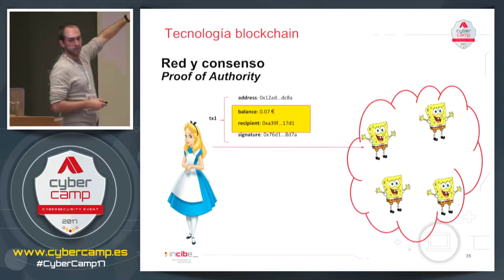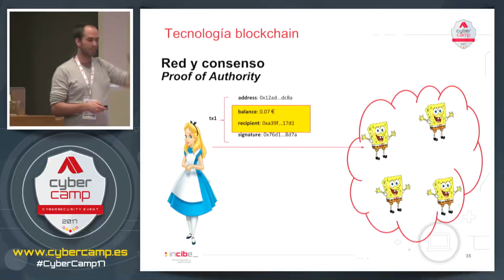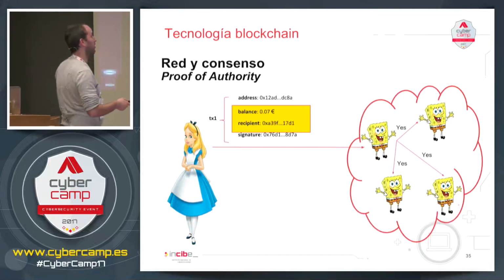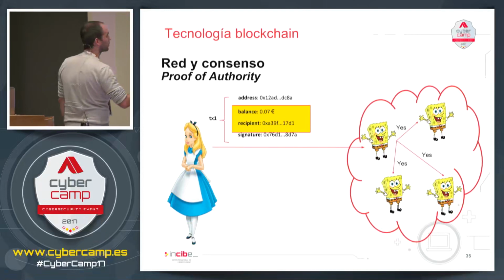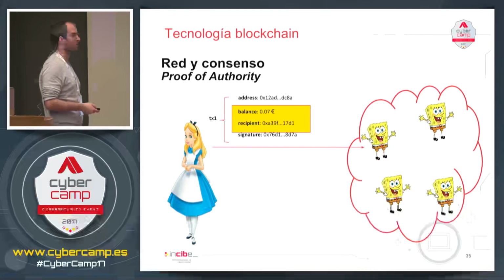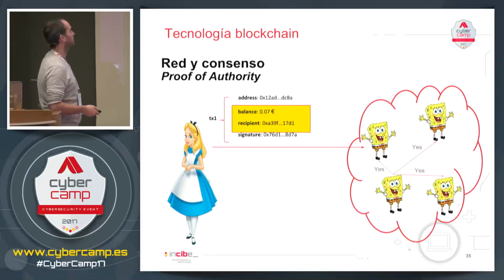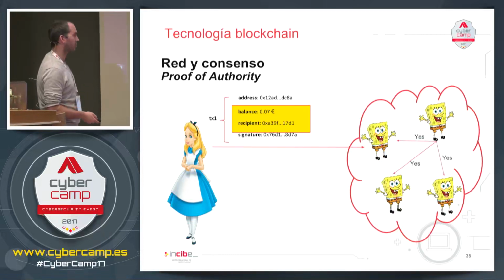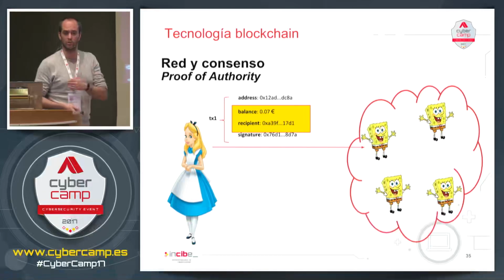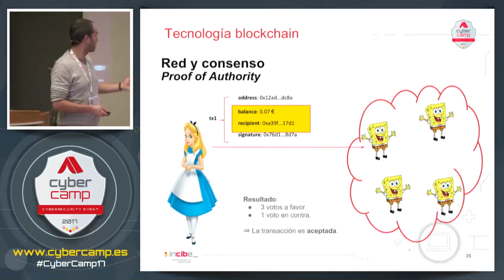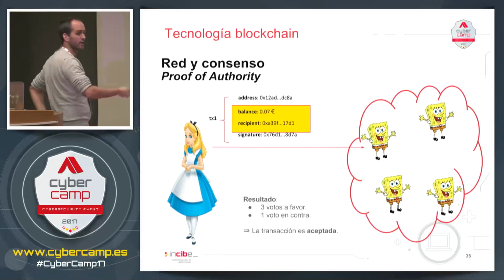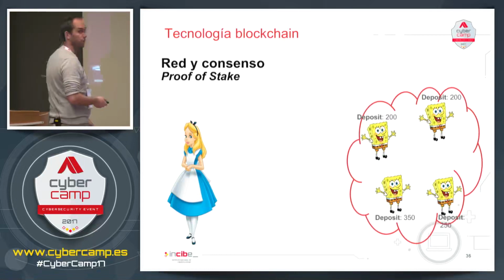The same goes with proof of authority, the same transaction, and the votes. What do these Bobs do? He says, "Yeah, I support the transaction." But the one on the bottom right-hand corner says, "No, I'm against the transaction." But the other 3 vote to support the transaction, so the transaction is accepted, and is included in the next block.